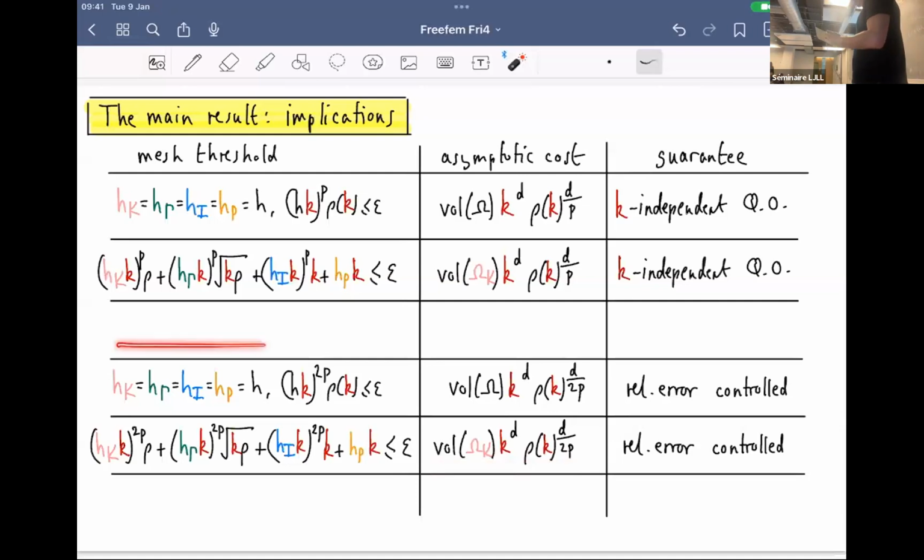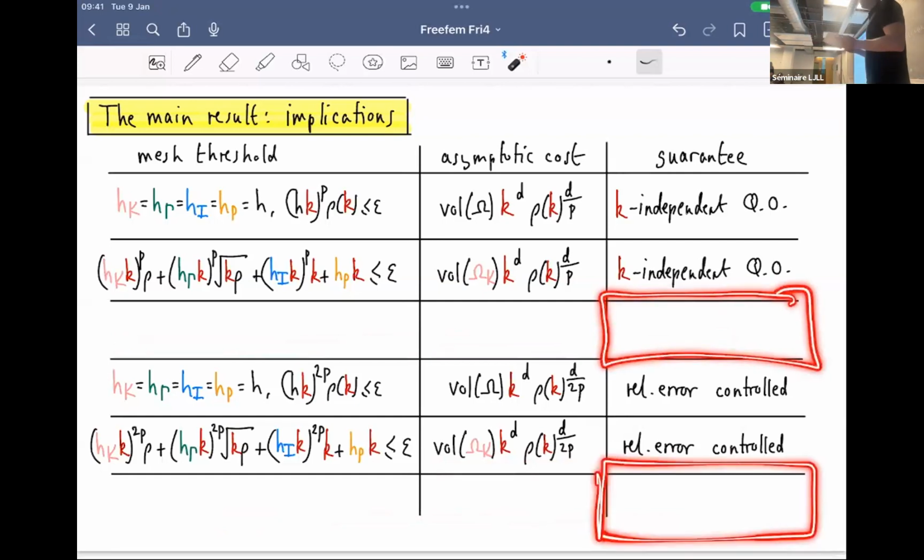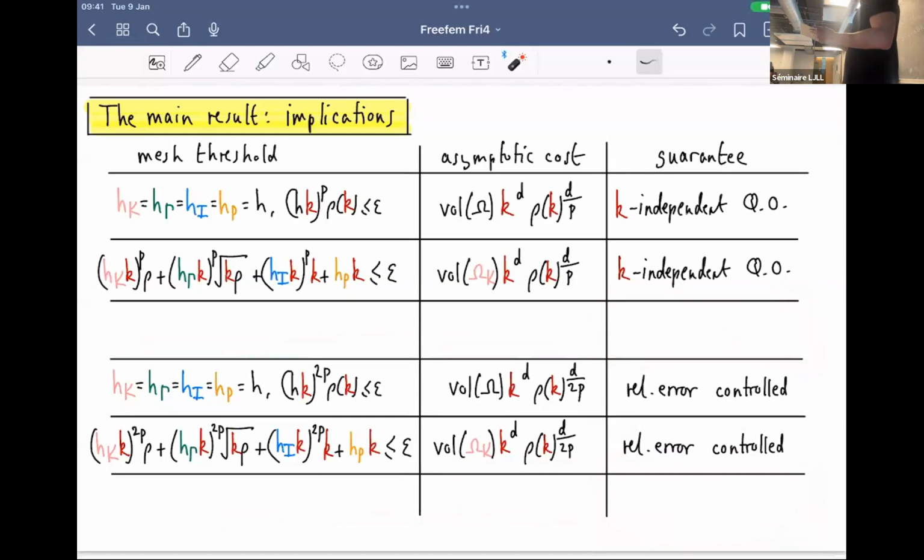Okay, so now there are 2 more rows to fill in here. In fact, let's just go for a guess. Who can guess what the theoretical guarantee for both these boxes is going to be? I'm going to pretend that I have all the time in the world. So here, this is the relative error control everywhere, right? And where else might I want to control the relative error? Away from the trapping, yes.